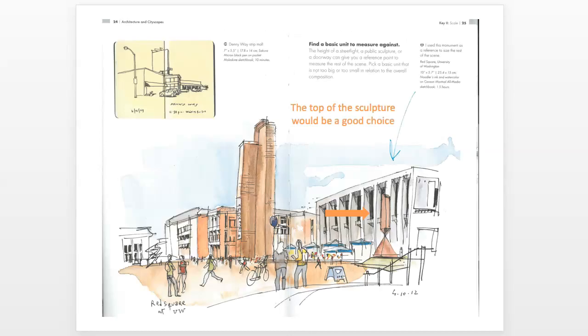Well, I said that this type of drawing was sometimes called proportional drawing. That's because the proportions of this one thing can be used to be measured against other things to get an accurate drawing. Something out there in the world, and this top of this sculpture would be a good choice because it's not too big compared to the overall drawing or too small. You're going to use it to compare.